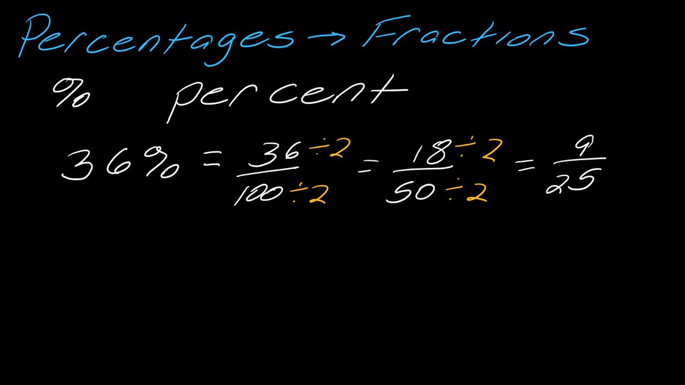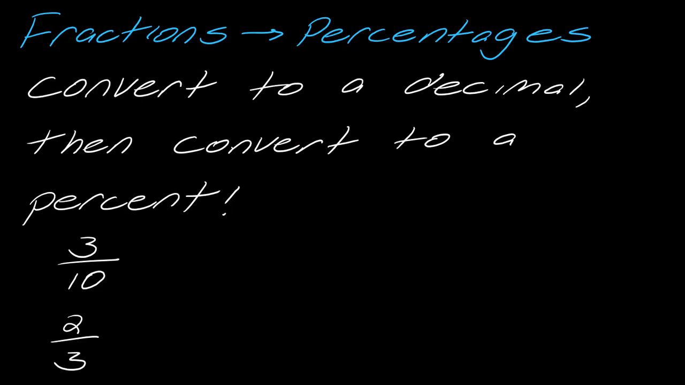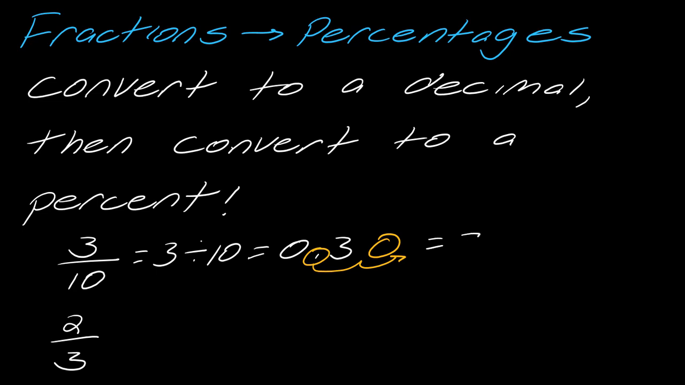And now what if we want to go the other direction? What if I want to go from fraction to percentage? In this case, you're going to want to first convert the fraction to a decimal and then convert that to a percent. So for instance, if I have 3/10, I'm going to take 3 divided by 10, that comes out to 0.3. And now everything kind of comes full circle here, because I'm going to take this and move it over like this. And remember, what goes in that empty spot? It's a 0. So final answer in this case would be 30%.